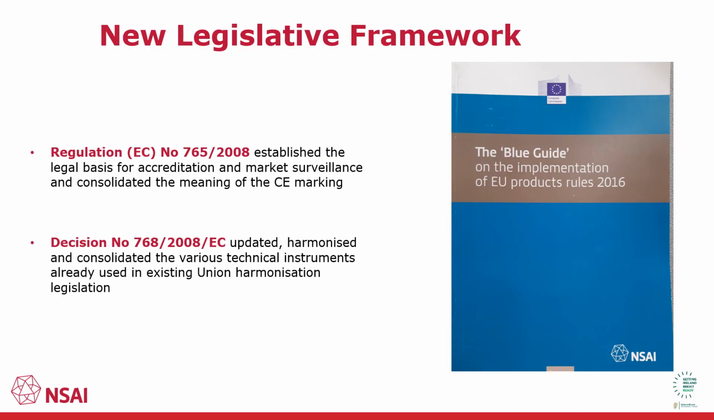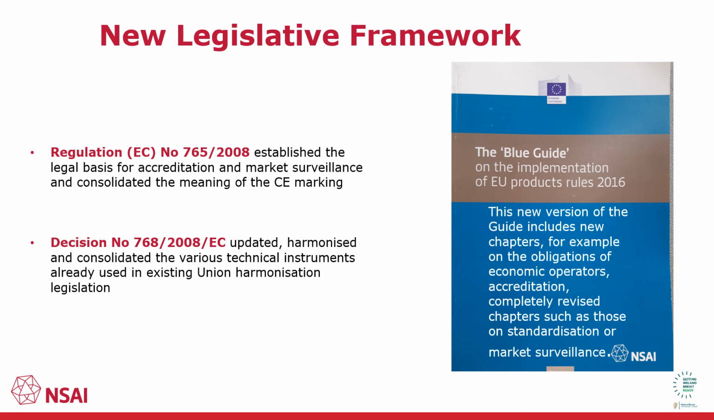The Blue Guide is a comprehensive guide for the operation of the EU single market for manufactured products. Regulation 765 established the legal basis for accreditation and market surveillance and consolidated the meaning of the CE marking, and Decision 768 updated, harmonised and consolidated the various technical instruments already used in existing Union harmonisation legislation.